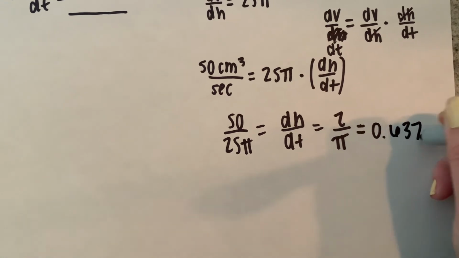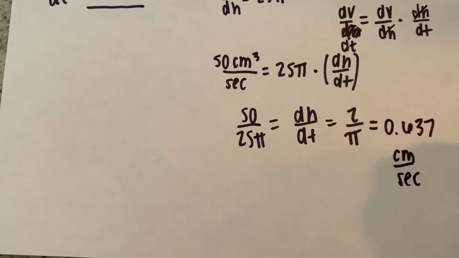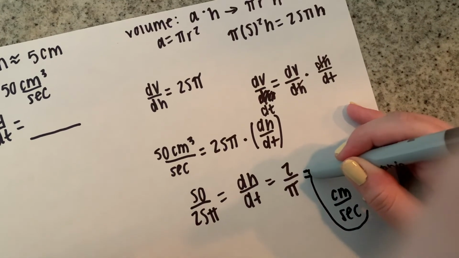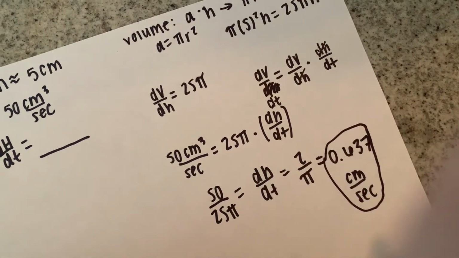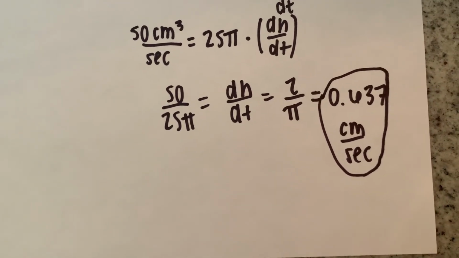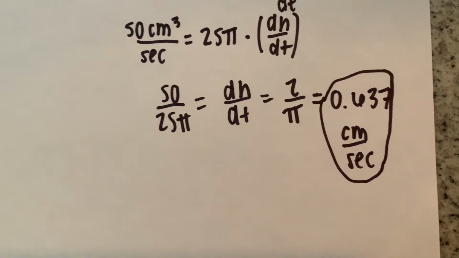And when I did the math on that, I got about 0.637 centimeters per second. I'm going to put that next to it, but I'm running out of space there. And so that is going to be, oh my gosh, why can't I circle this? There you go. That's the rate at which the height of the coffee is rising, and that's what we were solving for to begin with.